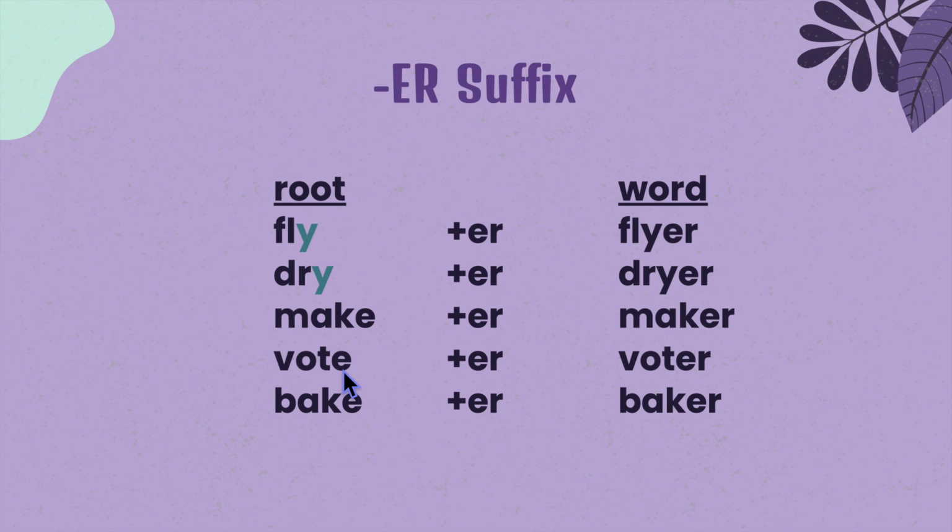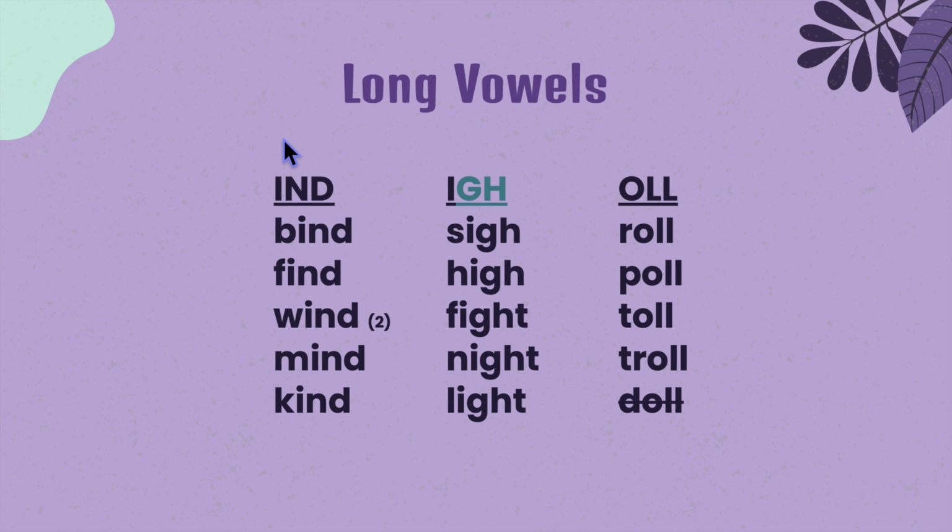Here we have vote, with the e making the o have its long sound. We add ER and we get voter. Bake plus ER, baker. Let's practice some more long vowel words. These will have the long I sound. Bind, find, wind. This can also be the word wind. Mind, kind. Here's IGH. Remember the G and H are silent.